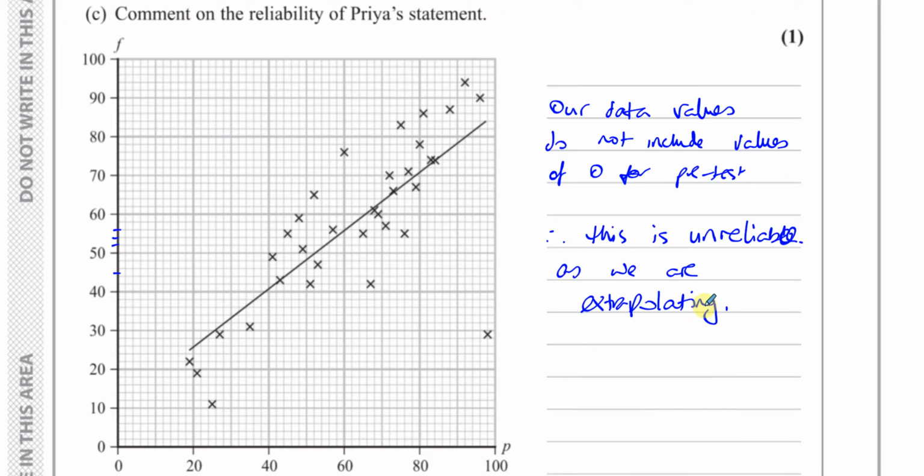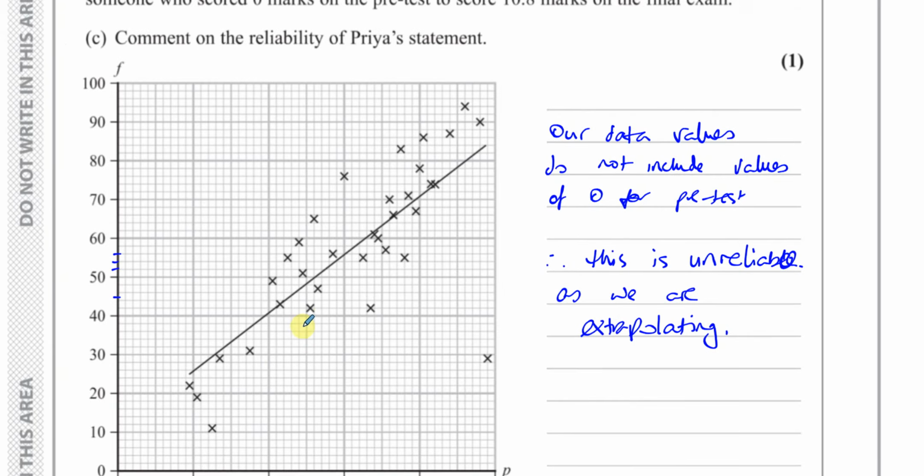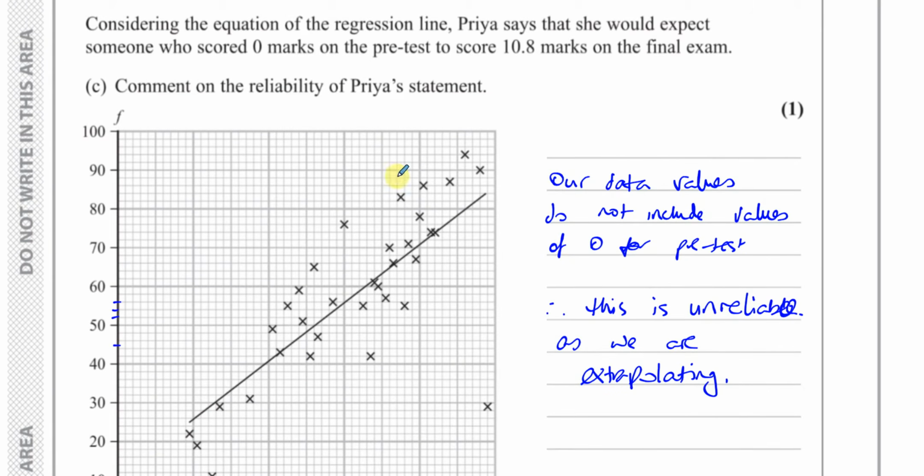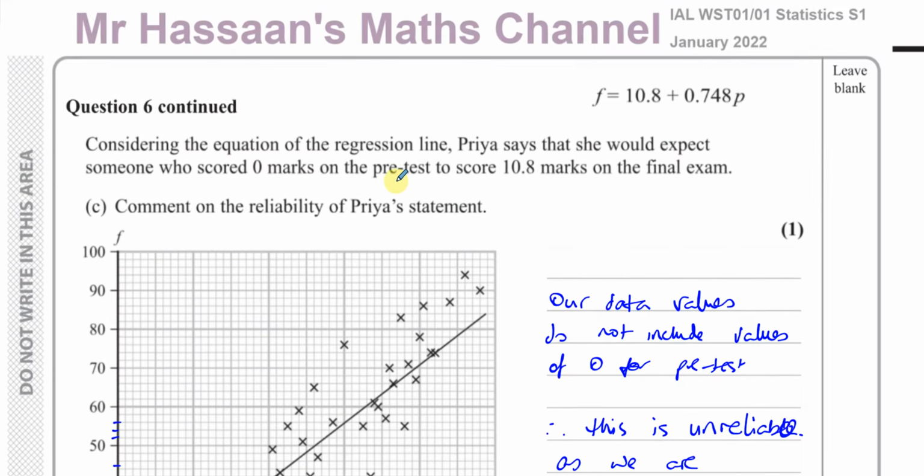You should always predict within the range of the data values we have. Don't ever predict something which is out of the range of the data values we have. As our data values for the pre-test start from about 20, we can predict from there up to the highest marks. We can't predict anything lower than that, because it is called extrapolation. We don't have data for those values. That's question 6, part C.